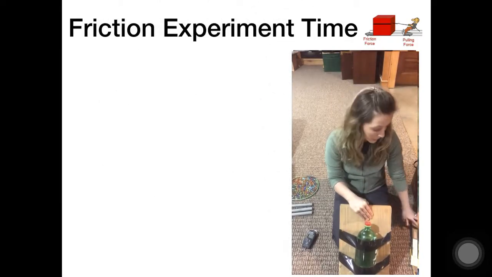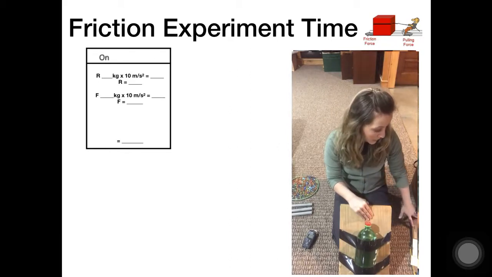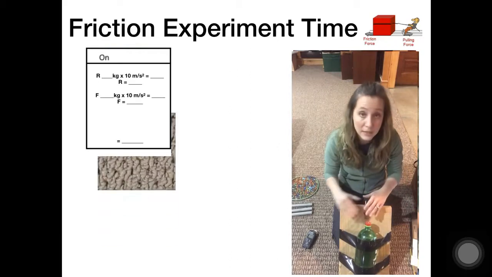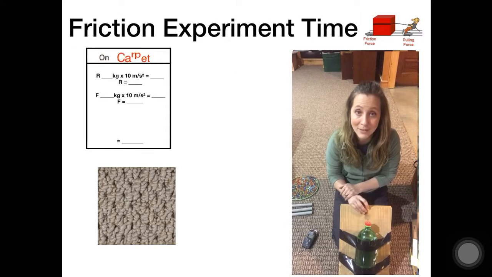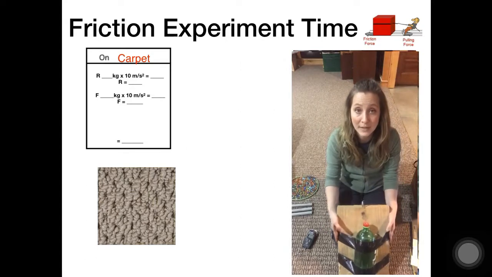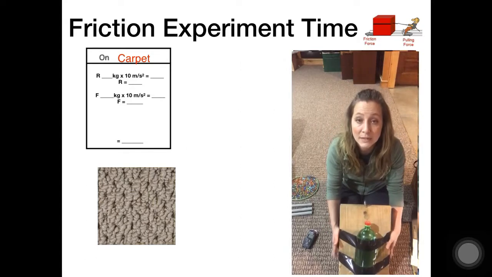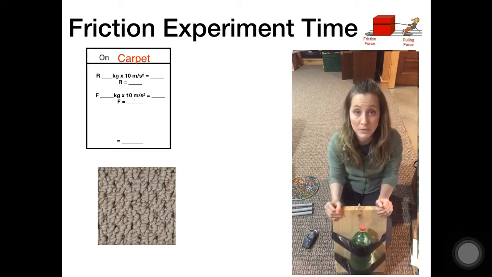I'm going to bring in just one of those boxes at a time so it can be a little bit bigger on the screen here for our experiment purposes. So the first thing that we want to bring in is our carpet. Okay, that's what we will be doing our experiment on, and we want to go ahead and fill out the word carpet at the top of the box. The next thing that we need is R. In that box, the next blank that we see is R equals blank kilograms times 10 meters per second.